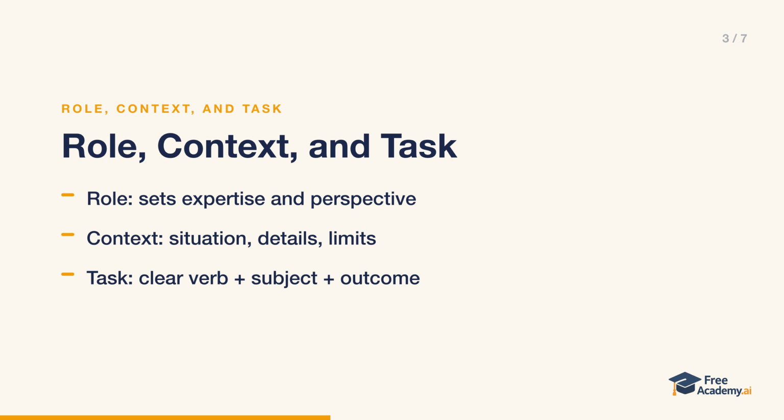Let's break down the first 3. The role sets the AI's expertise and perspective. Phrases like, "You are an expert data scientist," "act as a patient elementary school teacher," or "pretend you're a skeptical investor," all change the tone and depth of the answer. Context gives the necessary background, the situation or problem, relevant details about you, and any previous attempts or limits. The more relevant context you share, the less the AI has to guess.